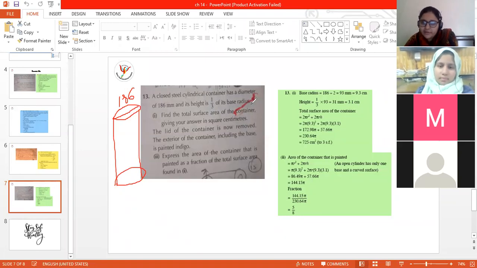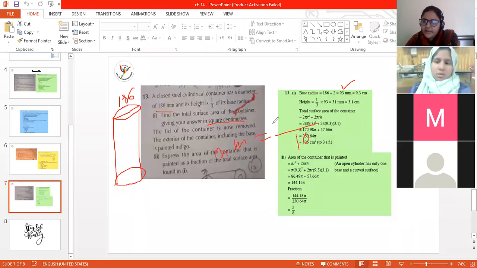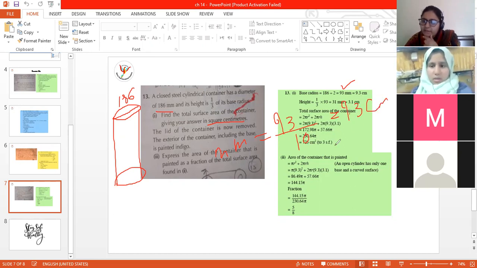The question is very simple. He is saying that whatever its radius is, its height is 1/3 of its radius. 186 divided by 2, the answer will be 93 millimeter. Now he is asking about the answer in square centimeter, which means we have to convert millimeter into centimeter. Whenever we convert millimeter into centimeter, we divide by 10. If the answer is 93, divide it by 10, it will become 9.3 centimeter.